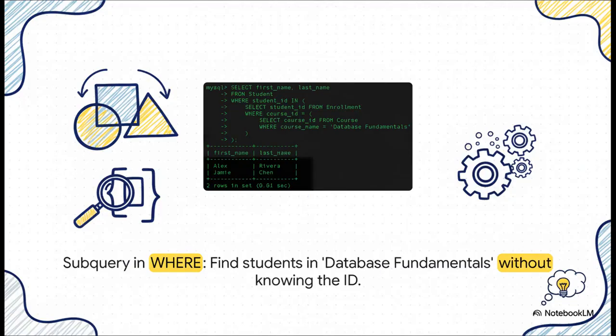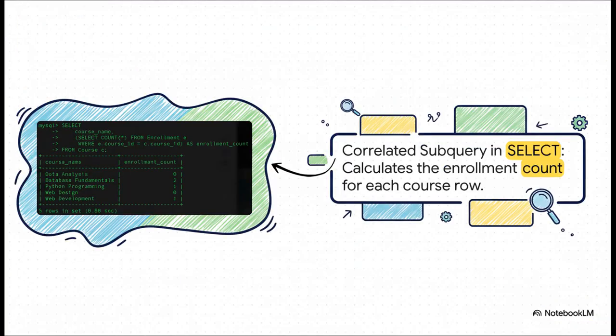So the most common place you're going to see a subquery is in the where clause. Look at this. Instead of us having to go and find the course ID for database fundamentals ourselves, the subquery does it for us. The outer query just takes that ID and filters the students. It's super efficient. And here's a great pro tip. Keep them readable. You can nest these things, but if you can't understand it a month from now, you've gone too far.